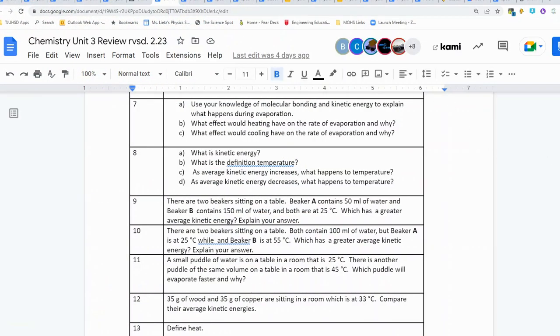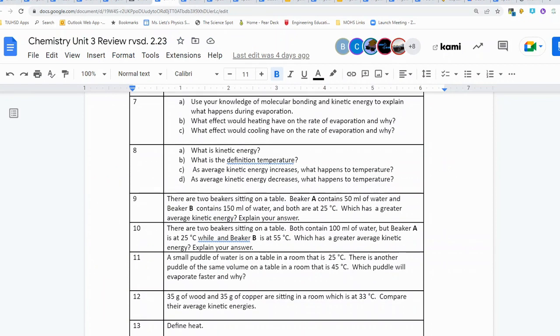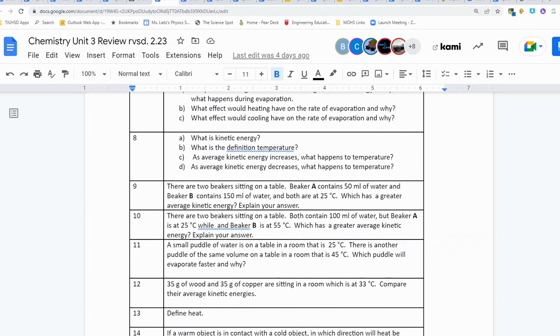Okay, so I'm just going to move to the screen because a lot of it is just going to be conceptual. So you're going to be writing. Letter C, what effect would cooling have on the rate of evaporation? It's going to slow down the particles, because you're decreasing the kinetic energy. So it's going to reduce the amount of kinetic energy in the system, and that will cause the rate of evaporation to slow down. So heating it up speeds up evaporation. Cooling it is going to slow it down.